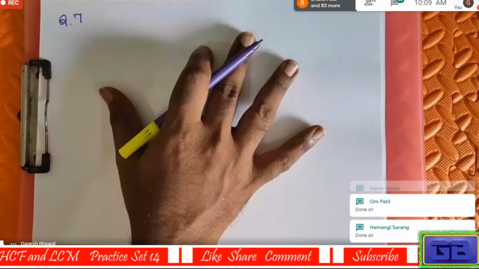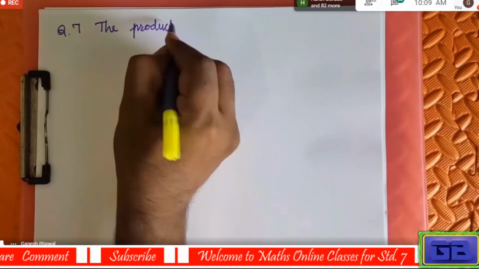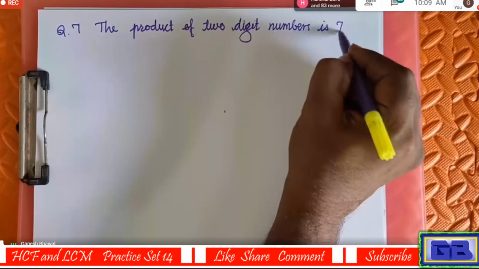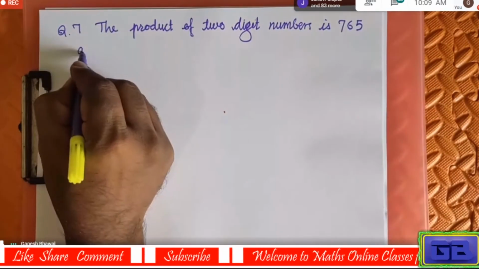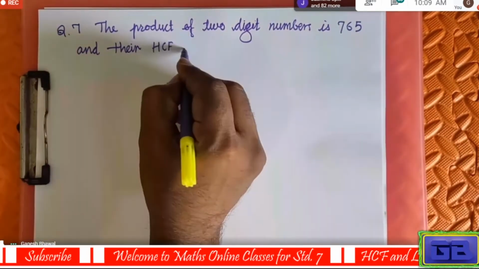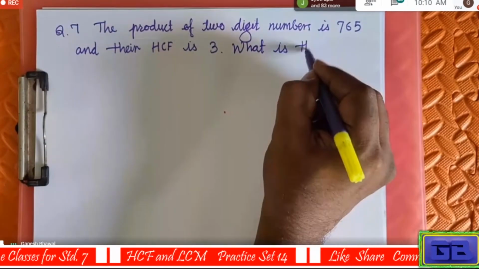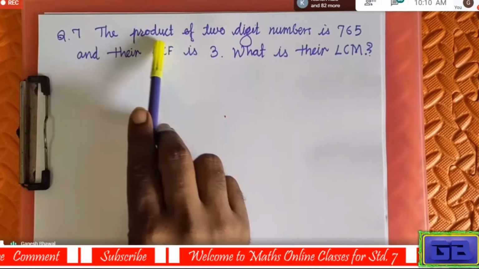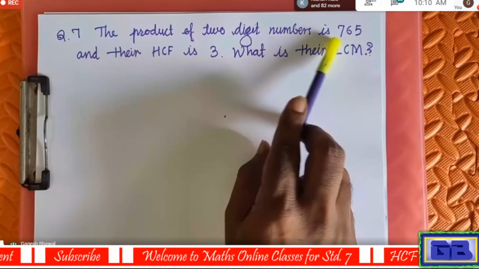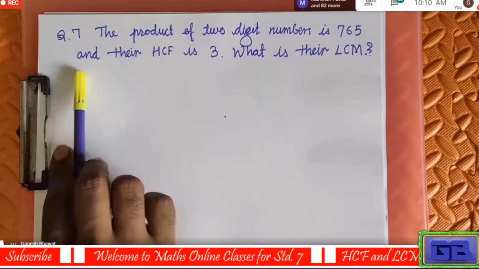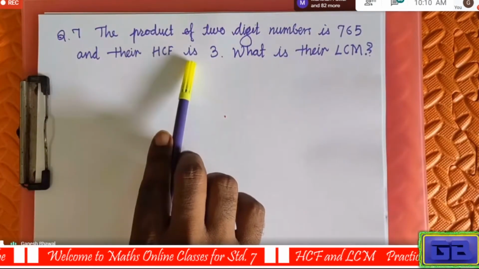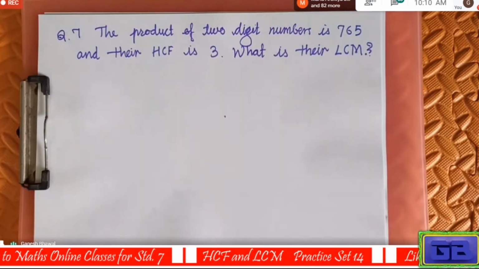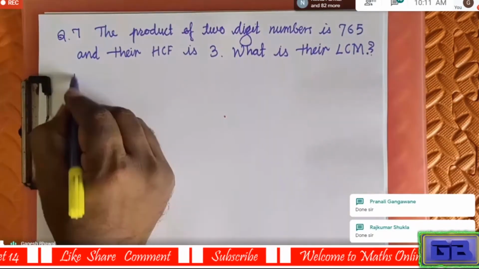We will solve the next question now. Question number 7. The product of two numbers is 765 and their HCF is 3. What is their LCM? Question number 7. The product of two numbers is 765 and their HCF is 3. What is their LCM? Write down the answer.